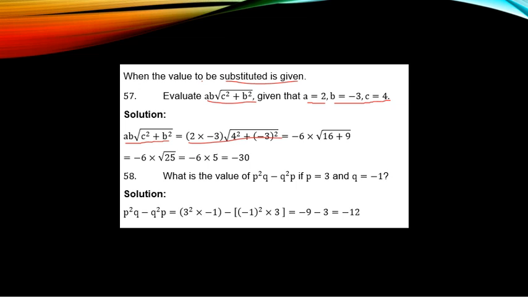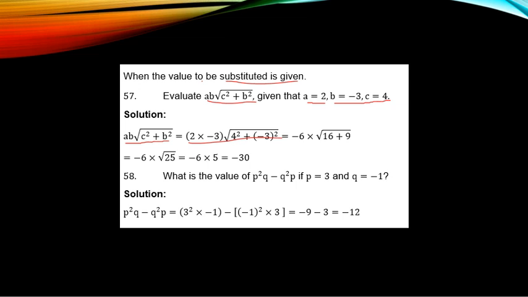Now, what you must note is B equal to minus 3. B is squared, so everything about B is squared. So you are squaring minus 3, not only 3. If you square only 3, your answer will be minus 9. But when you square minus 3, your answer will be plus 9. So you must take note of that.